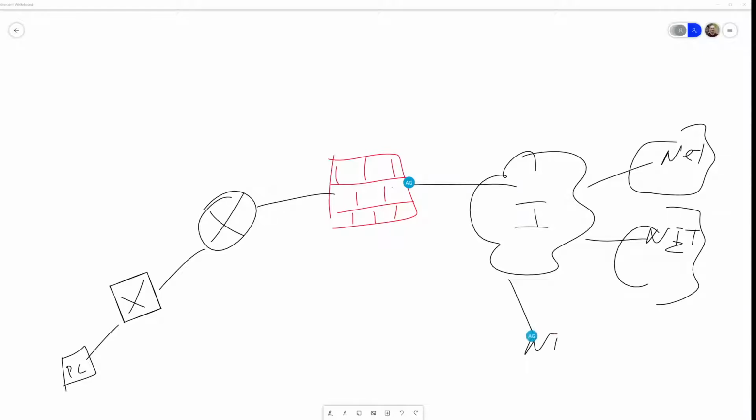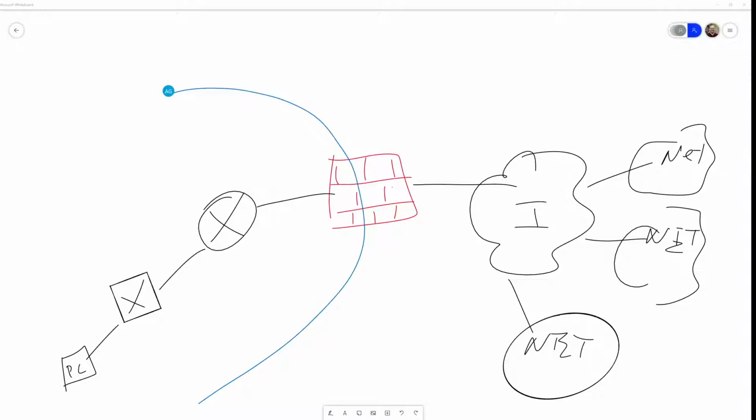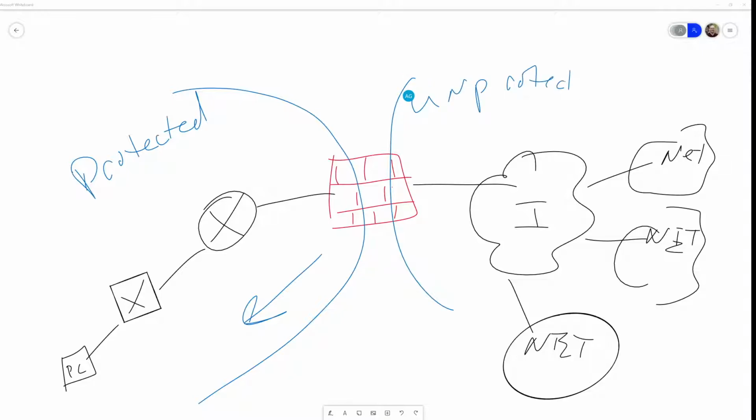Okay, and so you have yet another domain, so to speak. I would call this a security domain. This forms a protected enclave, so to speak. This is a protected environment over here. And the purpose of this firewall is to protect the internals of this network over here. This would be the unprotected side of this firewall. The job of this firewall is not to protect this side, but it is in fact to protect this side.